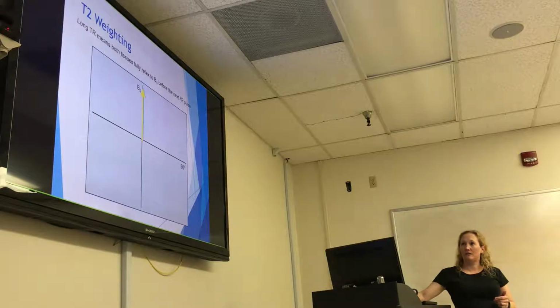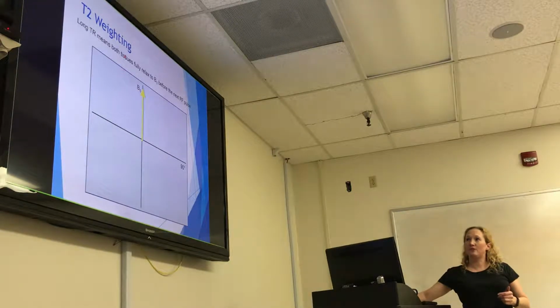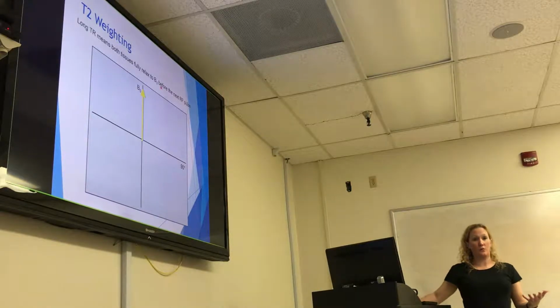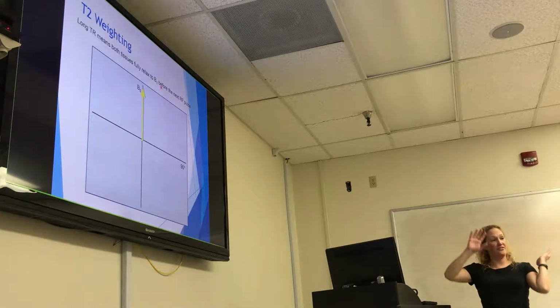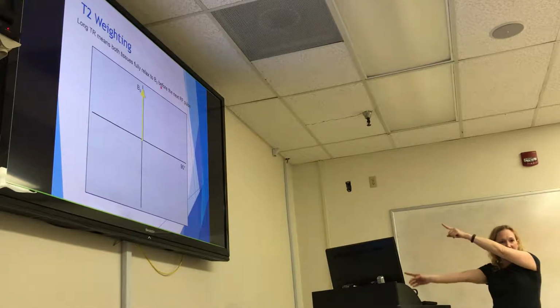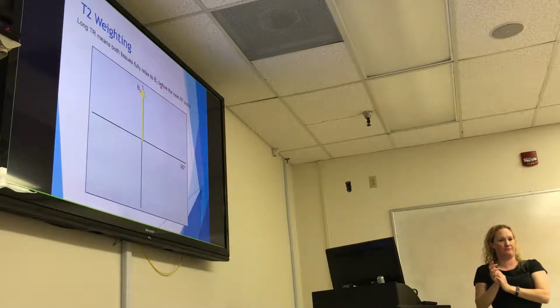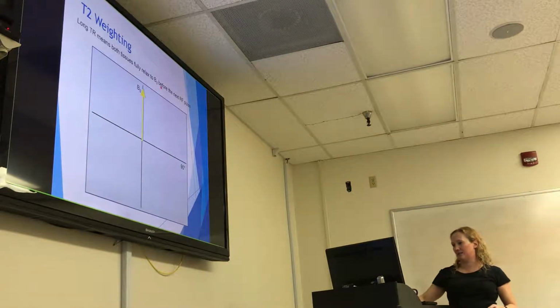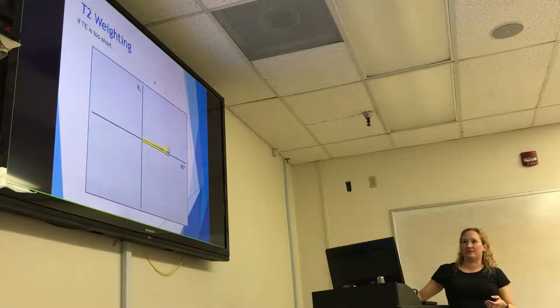So here now, our long TR means both tissues fully relaxed to B sub 0. So this is a T2, we have a long TR, so now we've let them both get all the way back down to B sub 0, or close, okay? So we're minimizing how much T1 difference there is between them, all right? And we're maximizing the T2 differences.